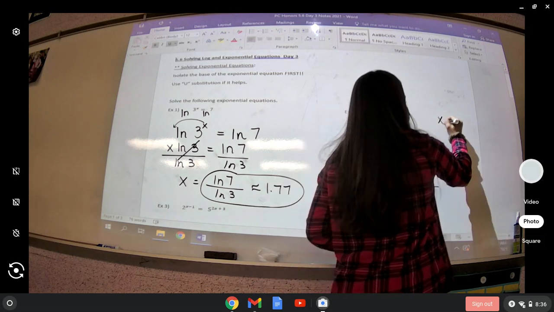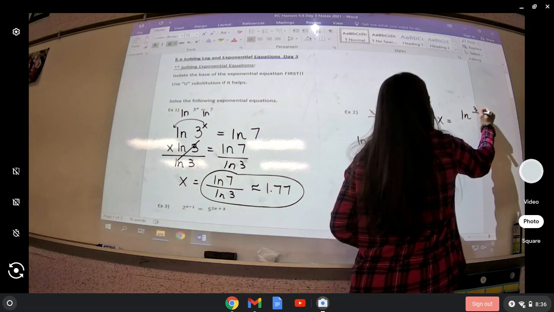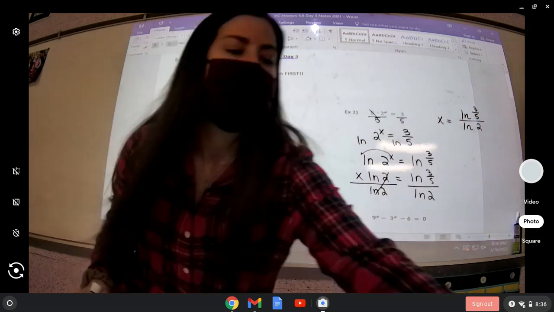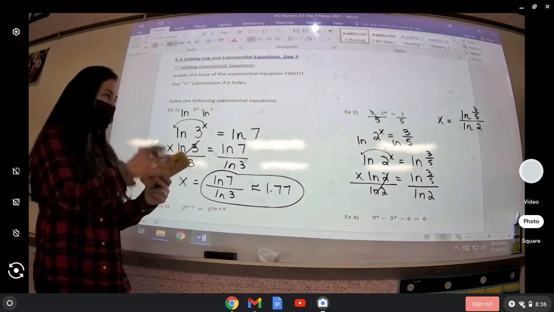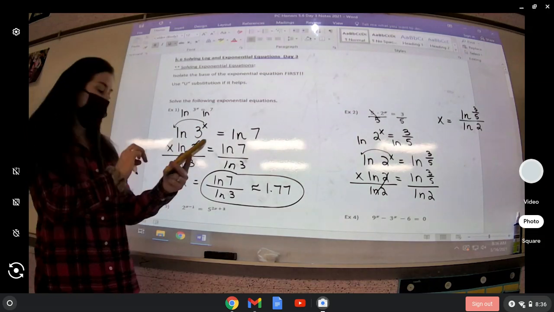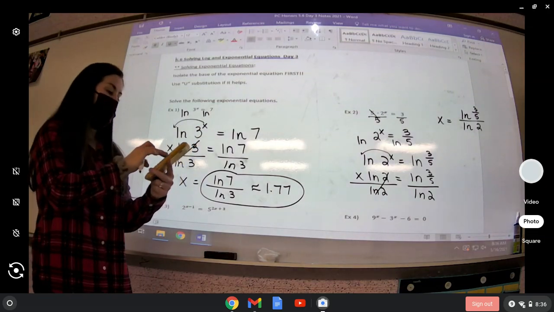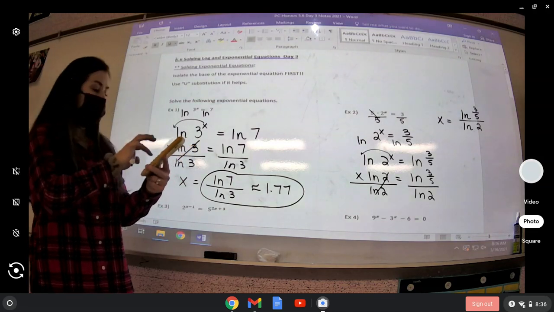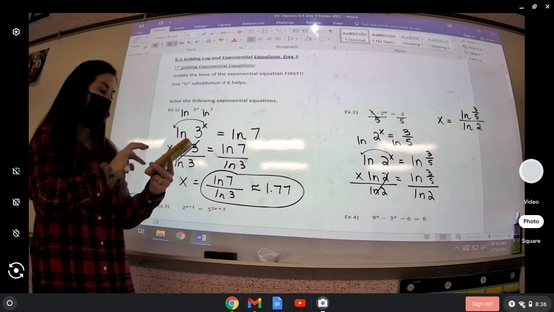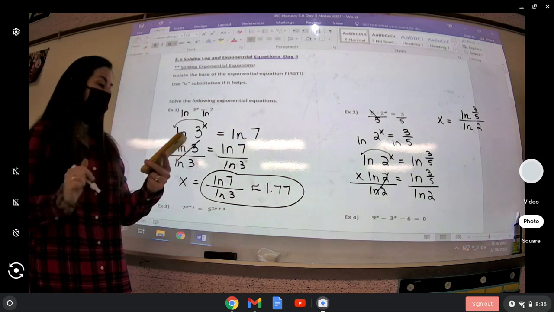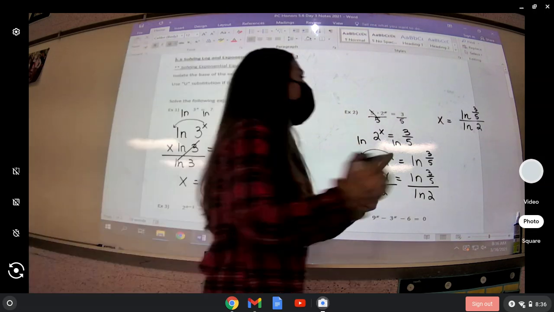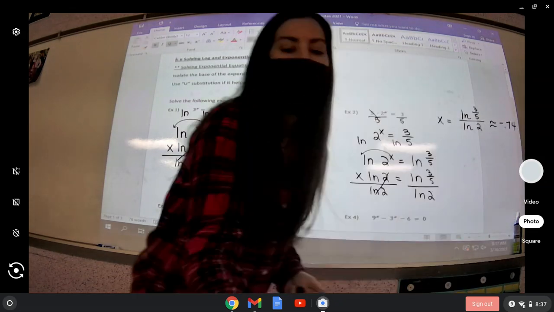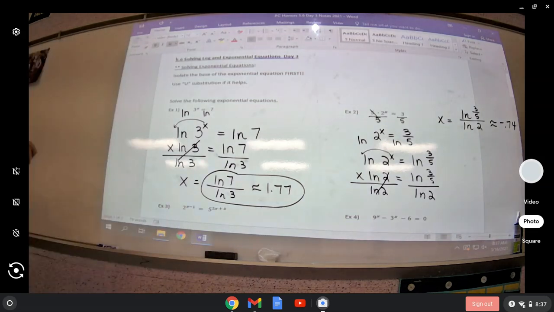And now your exact answer is the natural log of 3/5 divided by the natural log of 2, which is approximately, what did I say? Just bear with me, I hate this calculator. Negative 0.74, depending on how many decimals they ask you to keep.